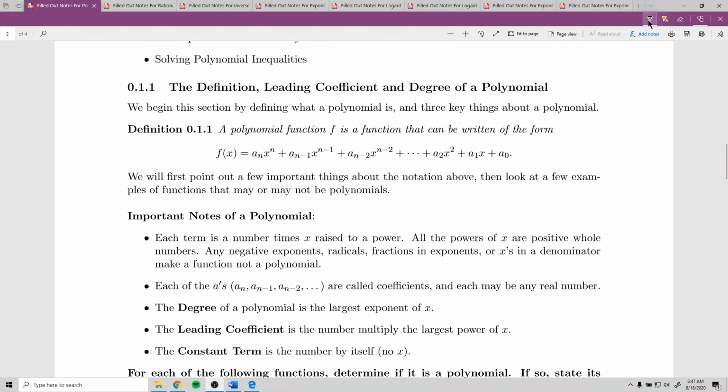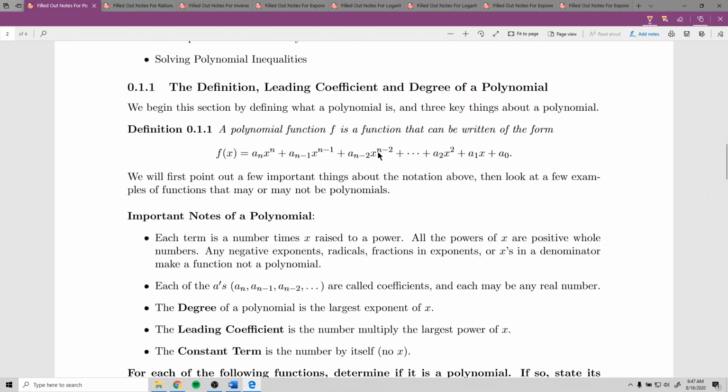All right, so the first thing is the definition and some important things about a polynomial. A polynomial function, f, is a function that can be written in this form. Now I have a lot of things to really explain what this means, but it says f of x equals a subscript n times x to the n power plus a subscript n minus 1 times x to the n minus 1 power. And you can have a whole bunch of these terms added together, and we're just descending in the exponent.